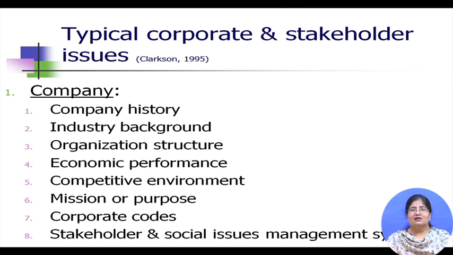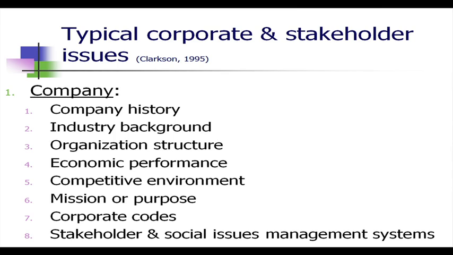Now, Clarkson has given us a very nice, very comprehensive list of typical corporate and stakeholder issues. As far as the company is concerned, the issues related to the company are company history, industry background, organization structure, economic performance, competitive environment, mission or purpose, corporate codes, stakeholder and social issues management systems, the systems that are employed for the management of stakeholder and social issues.